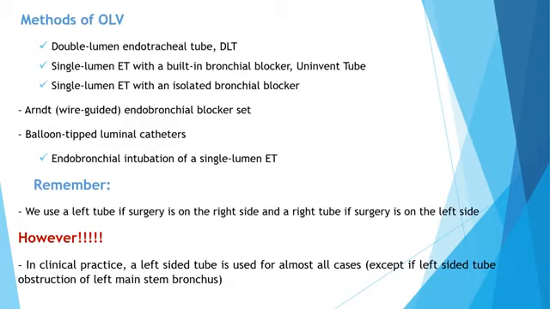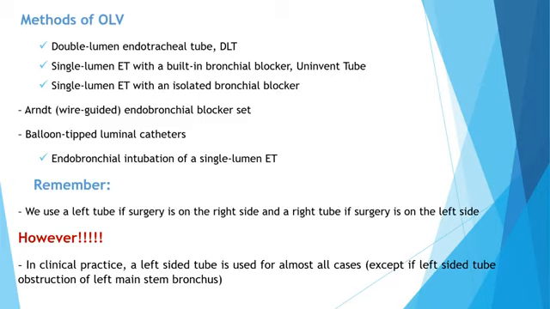So the methods of one lung ventilation are the double lumen endotracheal tube, which is a special double lumen tube; a single lumen endotracheal tube with a built-in bronchial blocker; and a single lumen endotracheal tube with an isolated bronchial blocker.